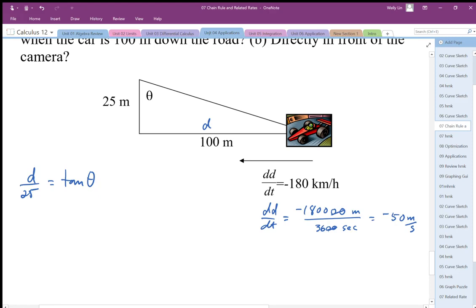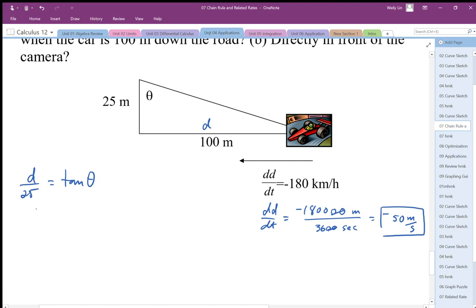That times, oh no, so that, 200 meters per second, I think. No, I think I had that right. Negative 50 meters per second. Okay, so that's our change in distance over the change in time.